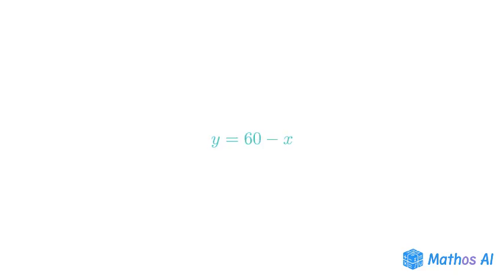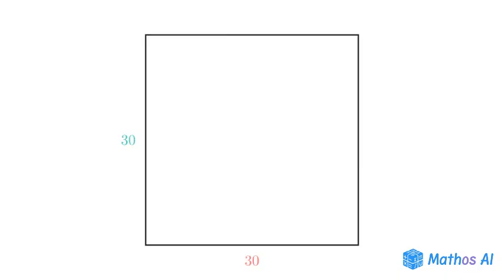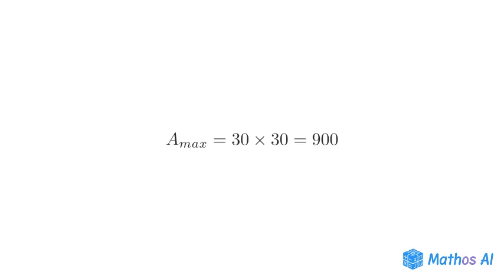Now, we use our earlier equation for y to find the corresponding width. y equals 60 minus x, which means y equals 60 minus 30, so y equals 30. So the dimensions that give us the maximum area are 30 feet by 30 feet. And the maximum area is 30 times 30, which equals 900 square feet.